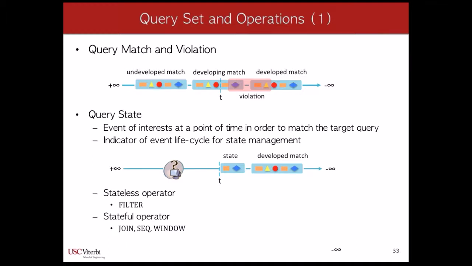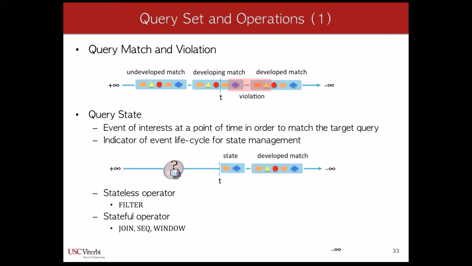For the queries, we define what a match of the query is and what a violation of an event query is. Here we have the notion of three types of matches, including the undeveloped match. Basically, at a certain point in time, a certain event pattern has a complete match, so this pattern is a developed match. And some of the matches are partially matched. This developing match can eventually become a developed match, but it depends on what future events will arrive, so it can also become a violation.